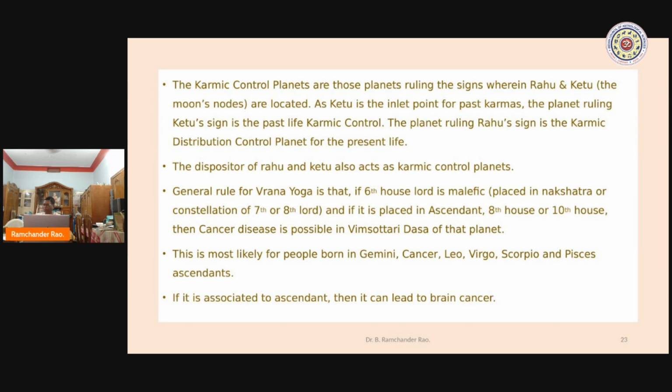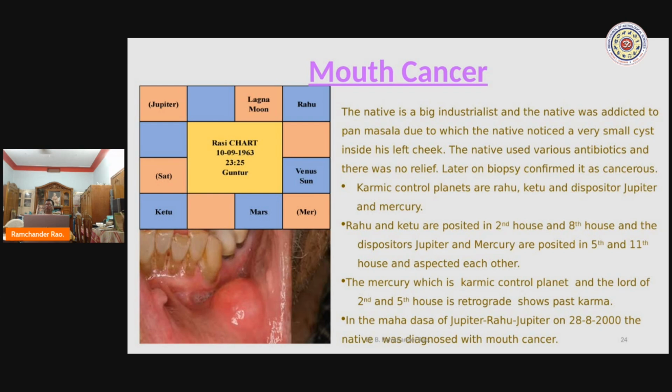So now it is mouth cancer. The native is a beginner, less experienced. The native is addicted to pan masala, due to which the native noticed a very small cyst inside his cheek. The native used various antibiotics and there was no relief. Later on, biopsy confirmed it as cancer. What has happened? By chewing the pan masala.